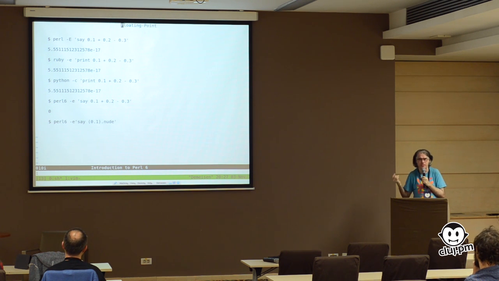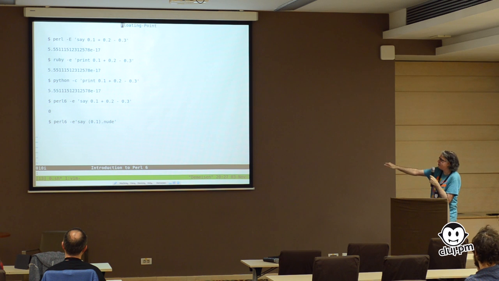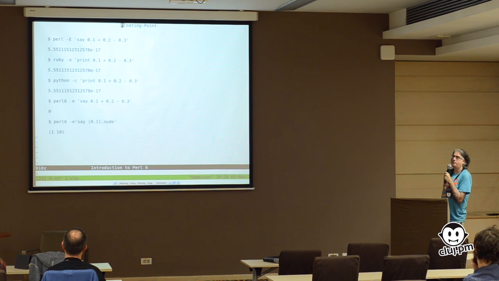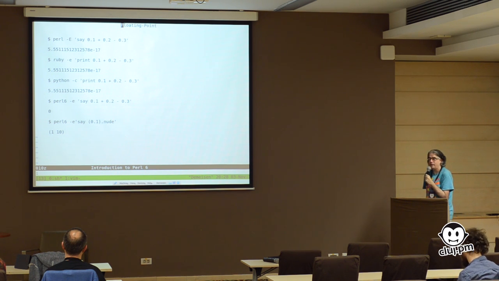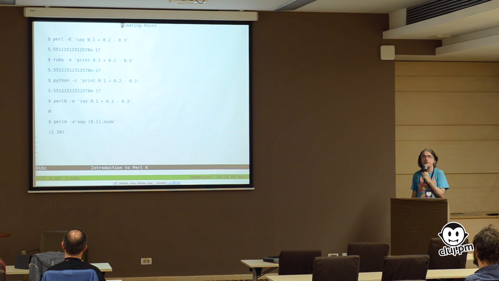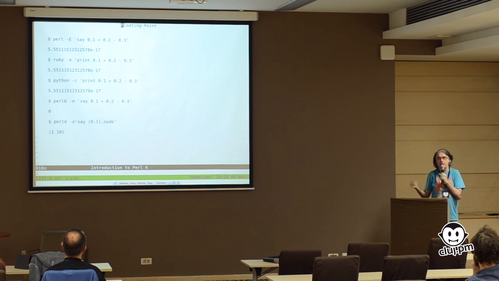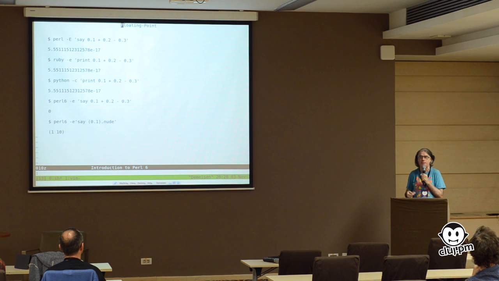And if you really want a little proof as to what's going on behind the scenes, you use the unfortunately named nude method to strip off the clothing of your floating point number, and you get back a pair of numerator 1 to denominator 10. So that's how it's stored internally. This is important for finance, for mills. In financial computing, you usually use, or are forced to eventually use, mills.